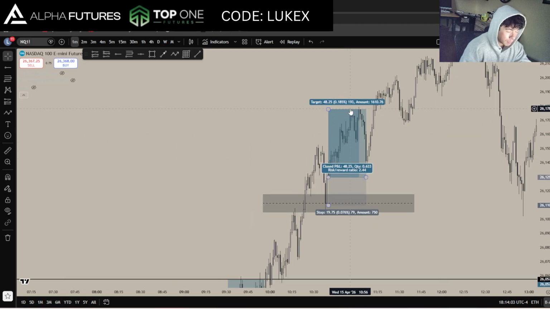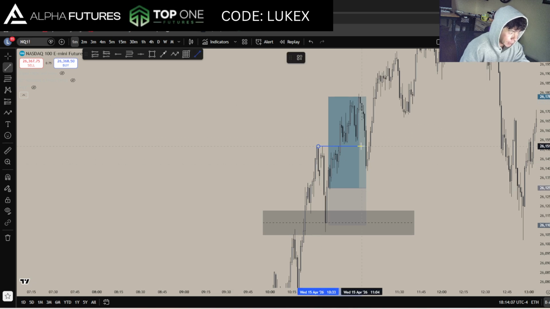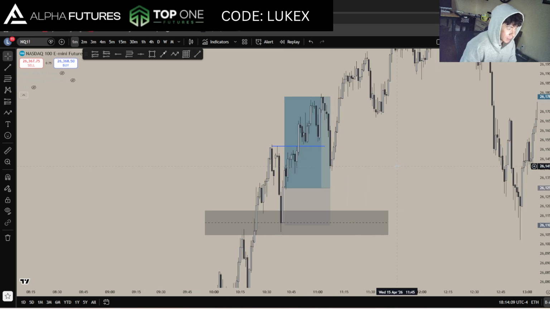So if I'm looking for price to flush higher, this is going to be my break-even point right here. Why? Because it's an internal high. So this is exactly where I went break even.